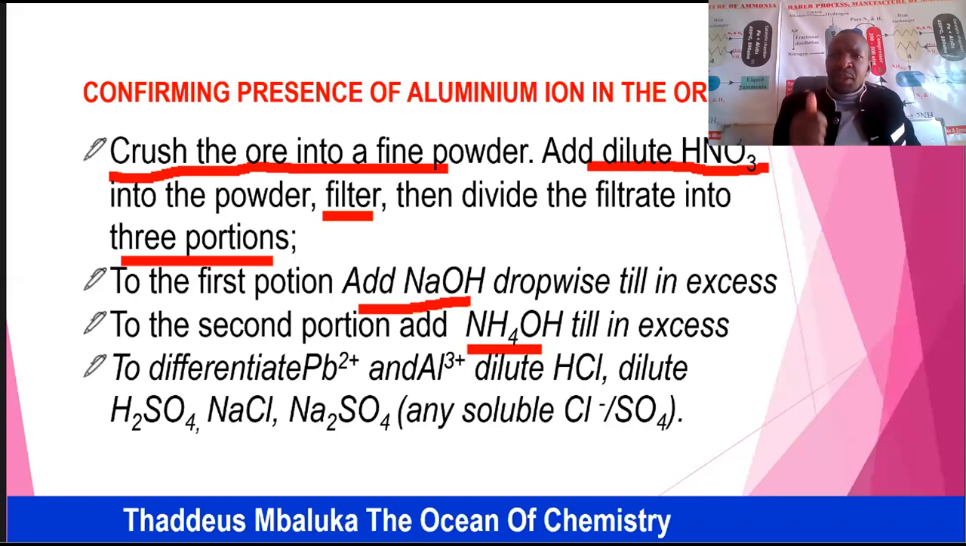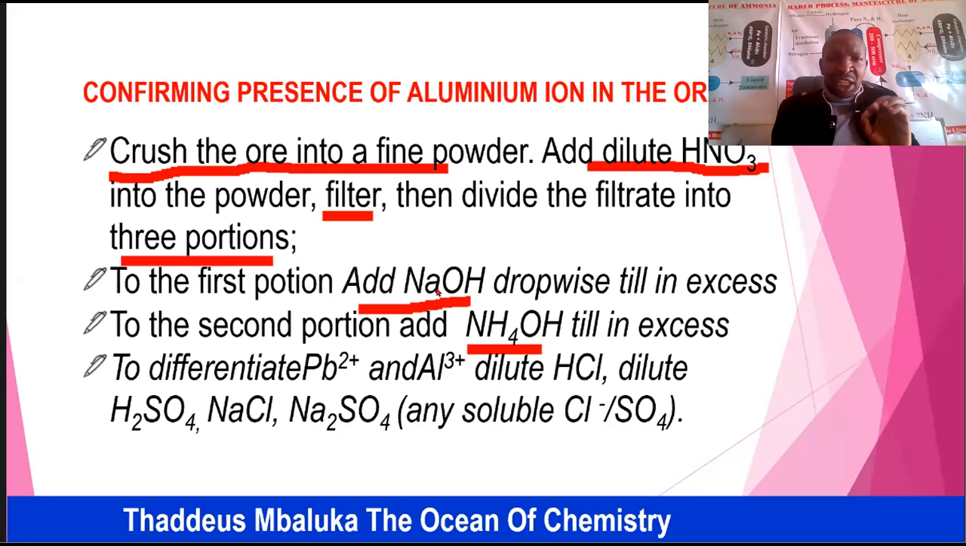Now from there, to the first portion, you are adding sodium hydroxide. The expected observation there will be a white precipitate soluble in excess. After adding sodium hydroxide, you're supposed to get a white precipitate soluble in excess. That tells you there could be aluminium, lead, or zinc. So you have not yet confirmed, but you have now narrowed down the cations that could be present in this solution to three: aluminium, zinc, lead.